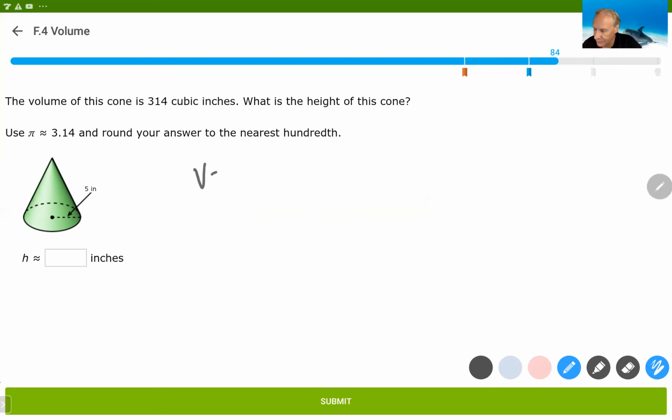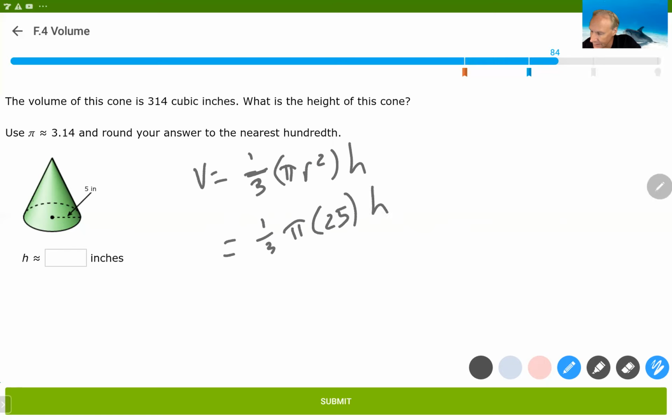The volume is equal to 1/3 pi r squared times the height. So it's a 1/3 right there. There we go, that's a little better. So we've got 1/3 times pi times 25 times the height is equal to 314. I'm going to go ahead and do the rest on the calculator.